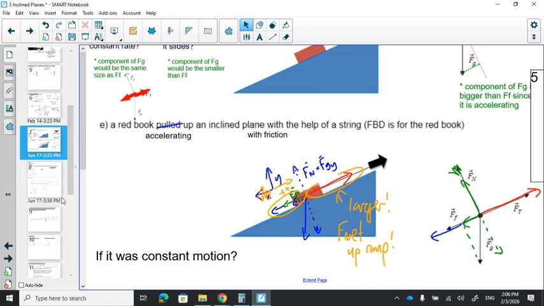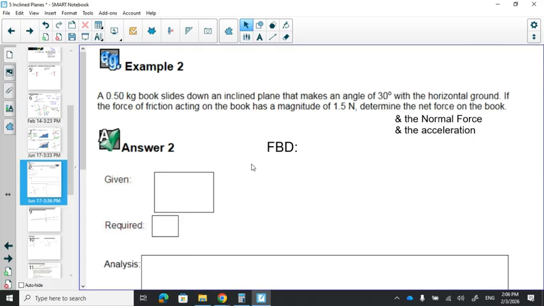All right, so example 2: a book sliding down an inclined plane, at a 30-degree angle to the ground, and the force of friction is, again, just given to you as 1.5 newtons. And so we're going to determine the net force and the normal force and the acceleration. The normal force isn't really needed right now, but it will be once we're working with coefficients of friction to be able to determine how much friction there is. So watch for that.